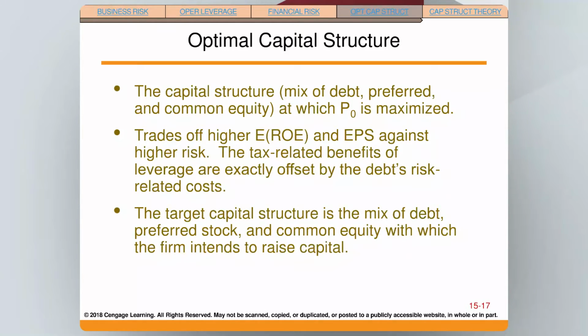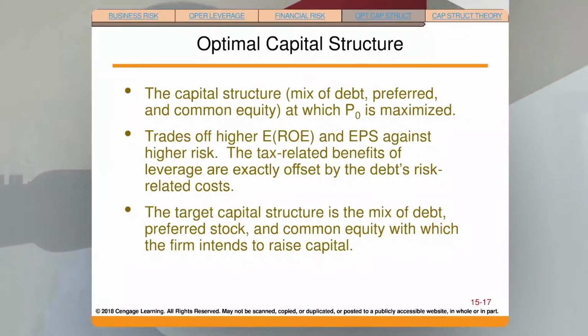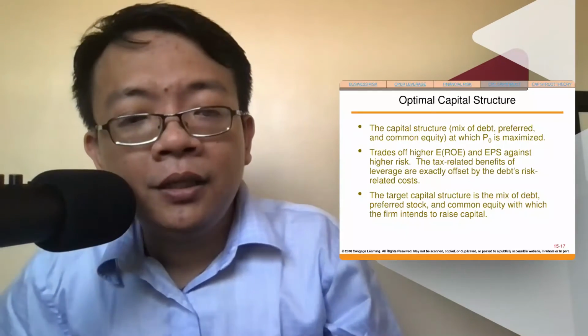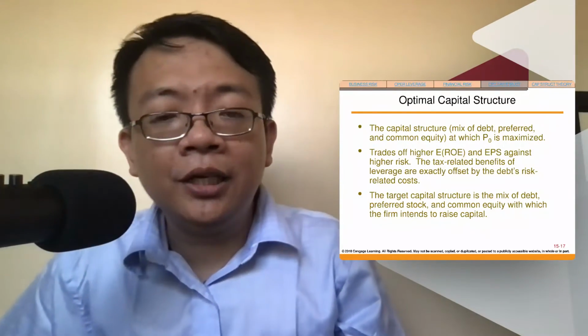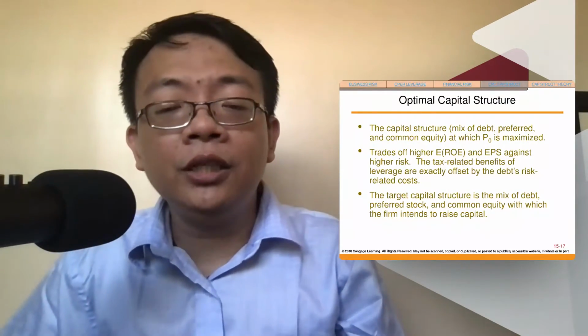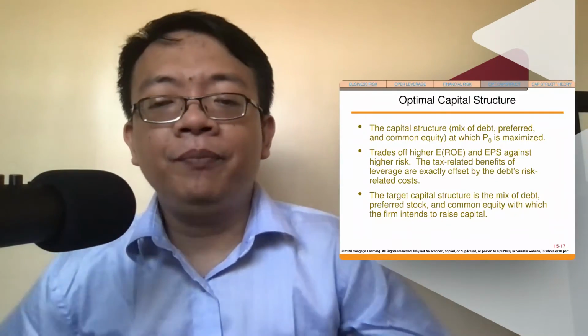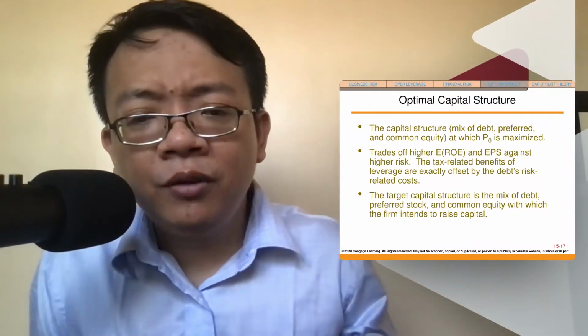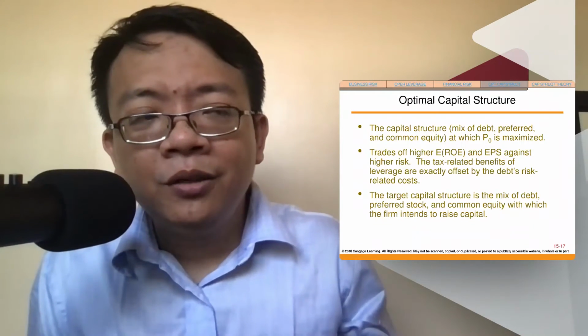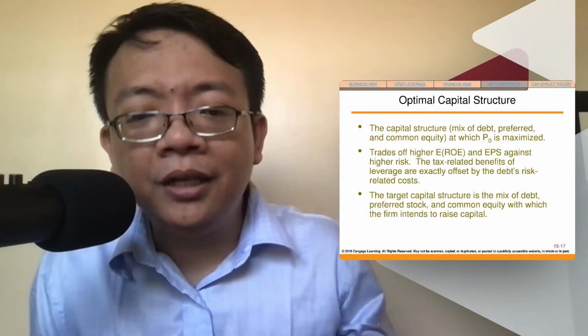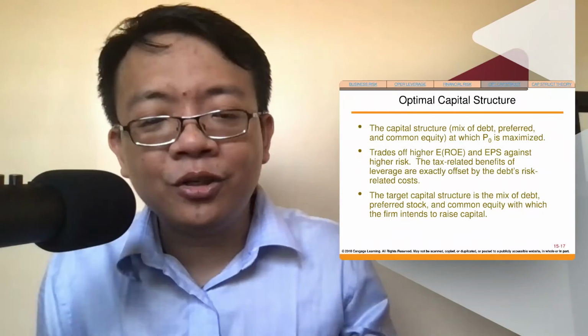The target capital structure is the mix of debt and preferred and common. Ngayon class, hindi na siya tinatawag na preference shares na. Common stock is now called ordinary shares with which the firm intends to raise capital. Okay, sir, parang familiar yan. Sir, yan ba yung discuss natin sa cost of capital? Yes. Yan yung sa cost of capital natin in our discussion.